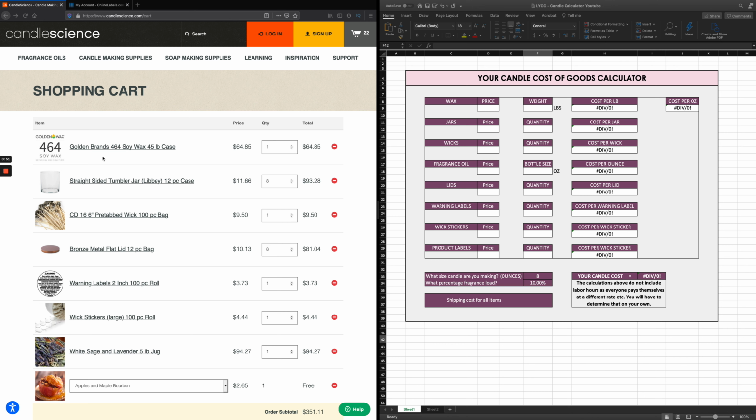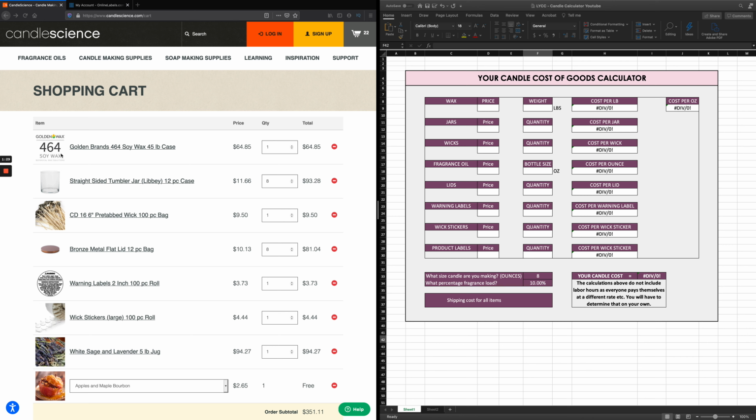So first off, I started by putting in the cart Wax 464, which is 45 pounds. 45 pounds of wax equals 720 ounces of wax, which will make 90 candles. And also take note that to make 90 candles, if you're going to use a 10% fragrance load, you will need 72 ounces of fragrance oil. So just keep those numbers in mind.